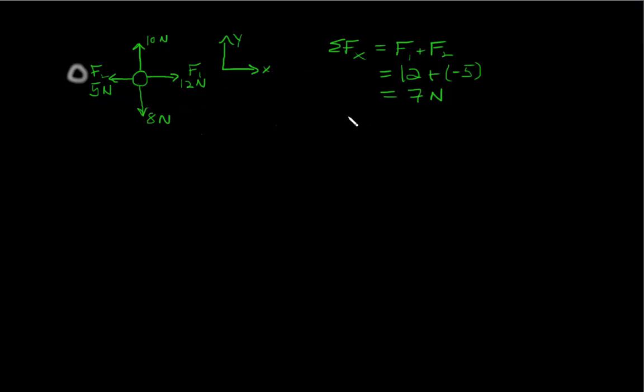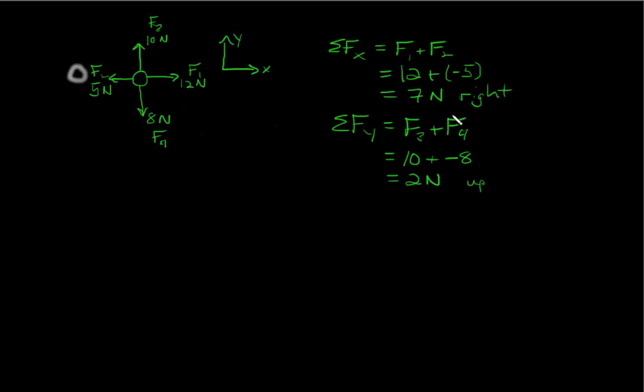Going up and down, the net force in the y direction would be, let's call this F3 and this F4, so F3 plus F4. Likewise, depending on the direction, we put in the sign. F3 is 10 newtons, but it's up, so it's positive. Plus F4, which is down, so plus negative 8. So we get 2 newtons, and that would be up since it's positive, like this one was right since it was positive. So the sign indicates the direction, and it just depends on the way that we define our axis.